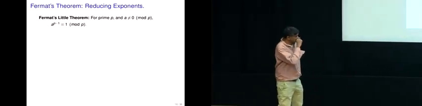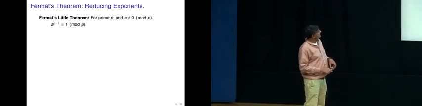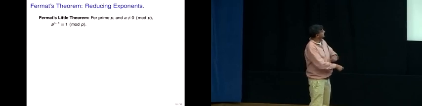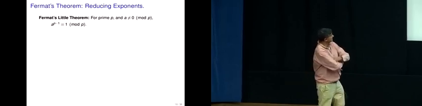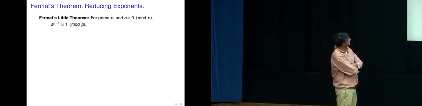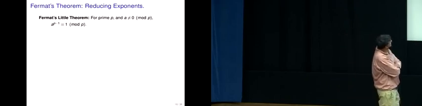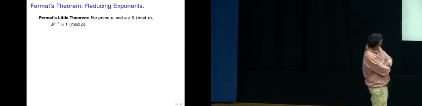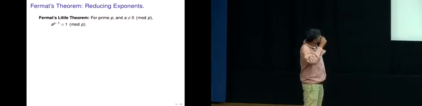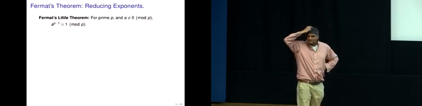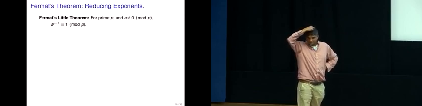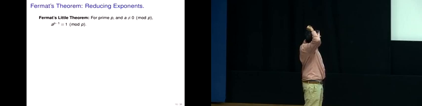Okay. So this is Fermat's little theorem, not the big theorem. It wasn't his in the end, but for prime p and a not equal to 0 mod p, a to the p minus 1 is equal to 1 mod p. It's a statement. It's a little bit interesting, right? There's a pattern here: a to the p minus 1 is equal to 1.